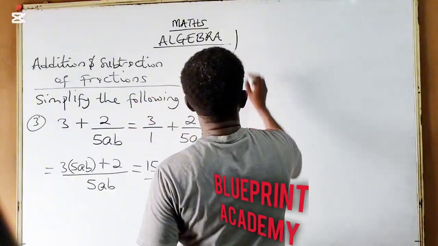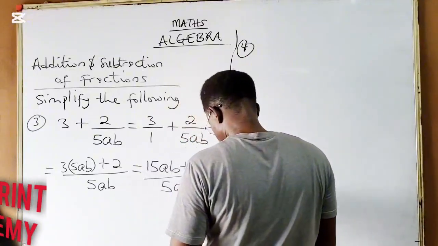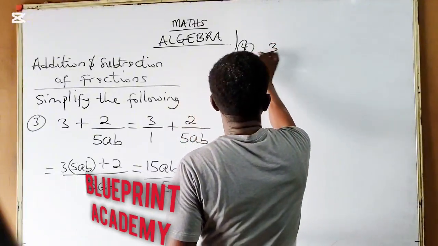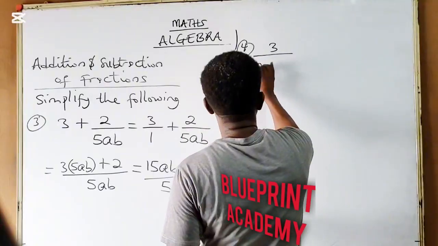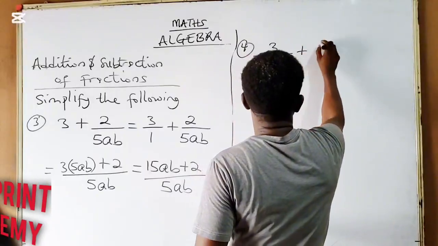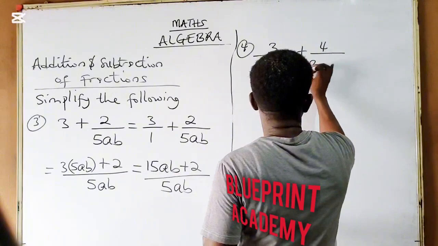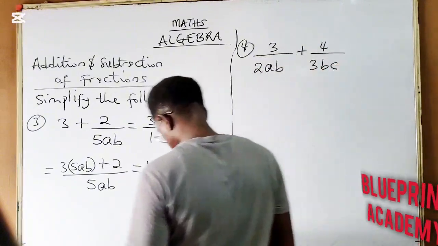Example 4. Simplify 3 over 2ab plus 4 over 3bc.